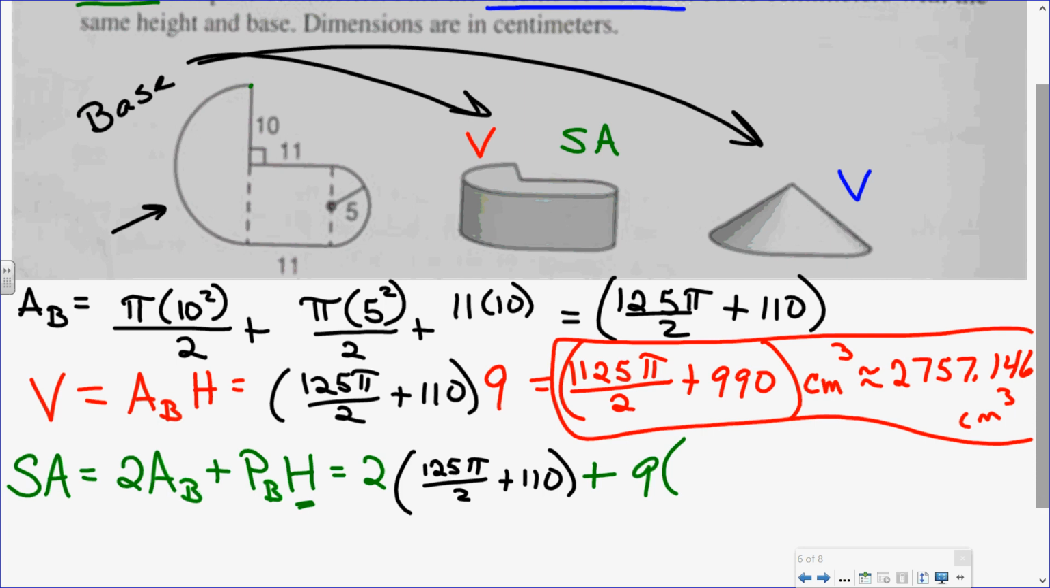So then I need half of a circle's circumference. So let's see, circumference is 2 pi r, and I need half of that, so I just need pi r. So that's a 10 pi. And for this one, half of 2 pi r is pi r again, and r is 5, so that's a 5 pi. And then I need 11 plus 11, that's 22, plus 10. Now I've gotten all the way around the whole shape, so 22 plus 10 was 32.